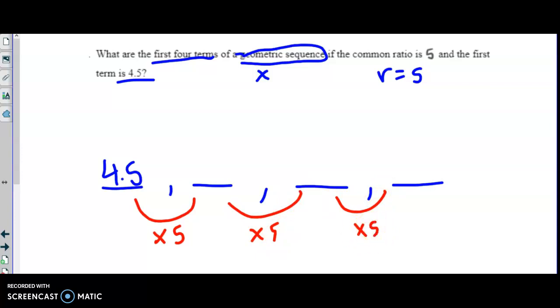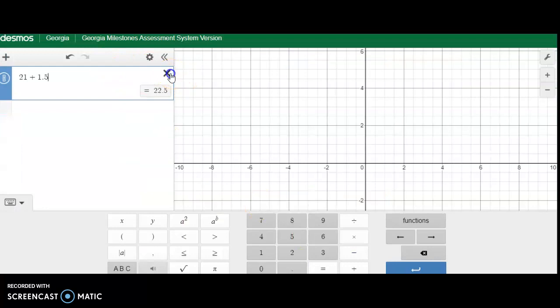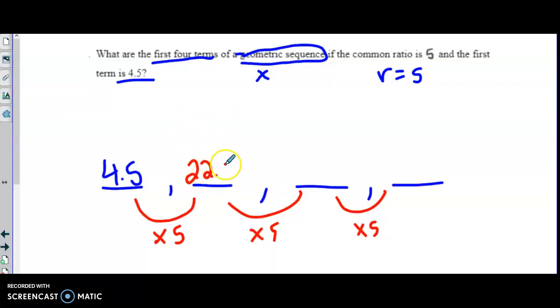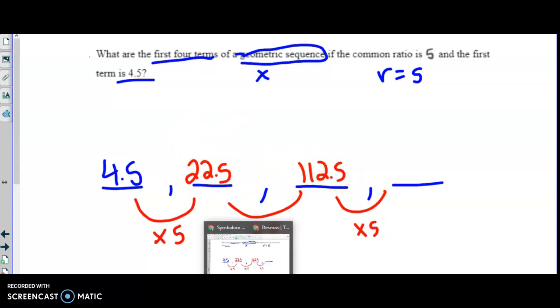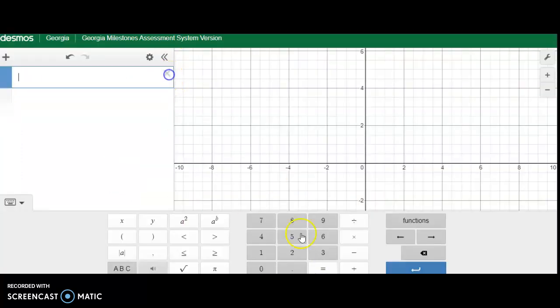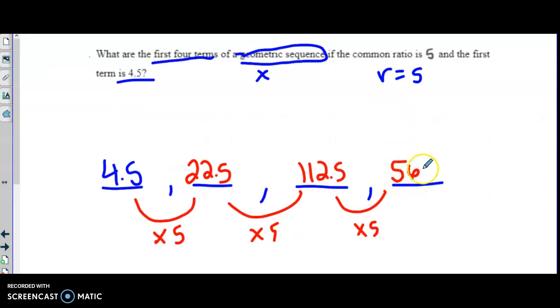So let's go to our calculator and let's do that. 4.5 times 5 is 22.5. 22.5 times 5 is 112.5. I need to go write these down before I forget. 22.5, 112.5, and then we multiply that by 5 again. So 112.5 times 5, and that's 562.5. So that is how you would do that problem. Good luck on your sequence quick check.